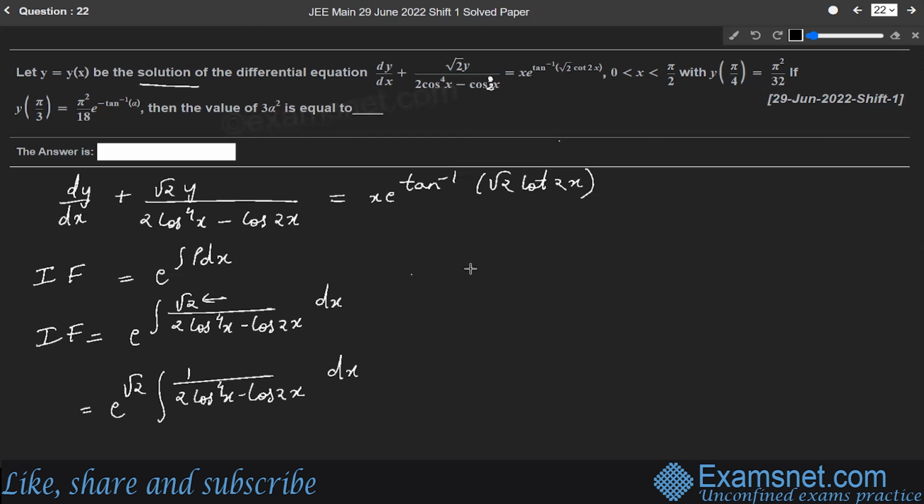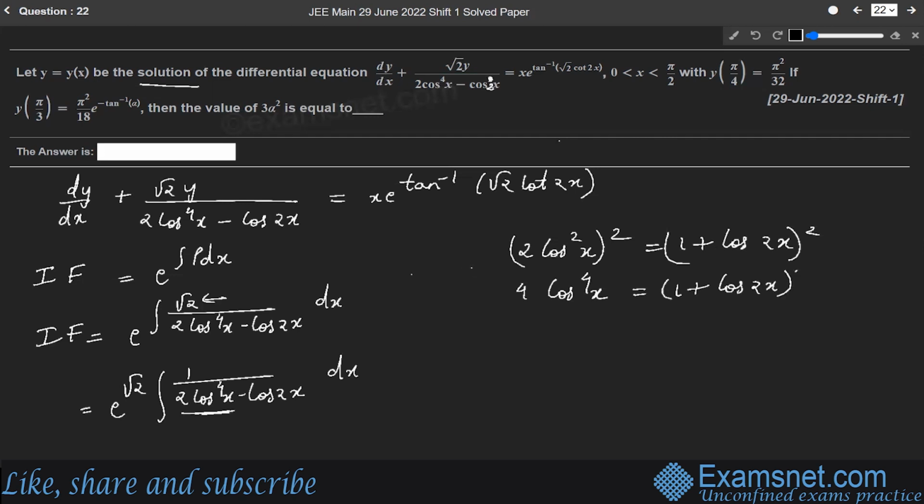In trigonometry, we know that there is a basic formula for 2 cos square x. 2 cos square x is equal to 1 plus cos 2x. But here we need the value for cos power 4x. So let us square both the sides. Okay. So on squaring both the sides, we get 4 cos power 4x is equal to (1 plus cos 2x) whole square. So from here cos power 4x will be equal to (1 plus cos 2x) whole square divided by 4, right? So now we can substitute the value for cos power 4x.